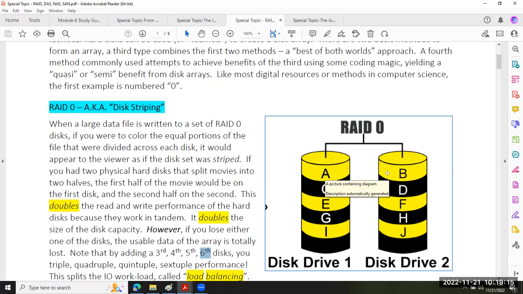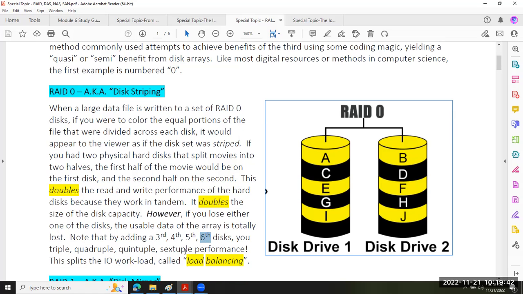Now there's one problem. What happens if one of those physical disks fails? Do you have a complete copy of your movie? Yes or no? No, you don't. You're missing pieces of the movie in each of the different chapters. So the benefit of having multiples is that you split the workload across multiple disks. It's called load balancing, and you increase the performance by multiples. So that's what you're doing with RAID 0.